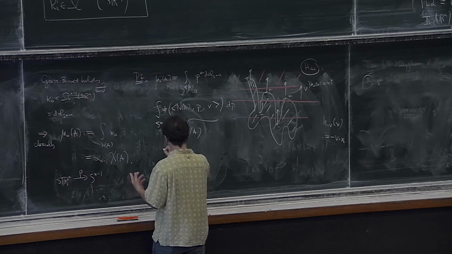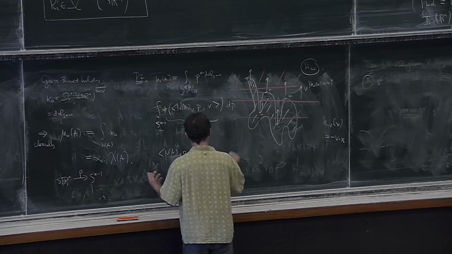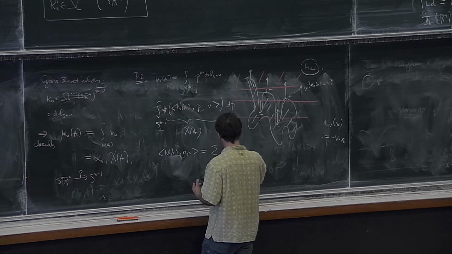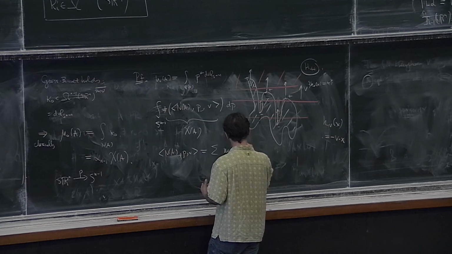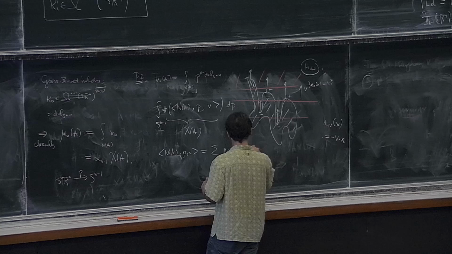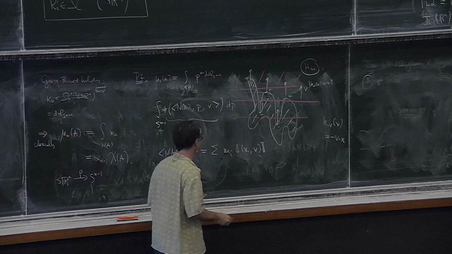So if I write, in other words, n of A sliced by p at v, what does it look like? It's a sum of some multiplicities m i, I'll write it this way, times x i at v. Some finite sum, like so.